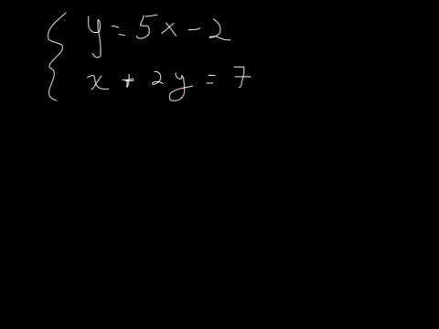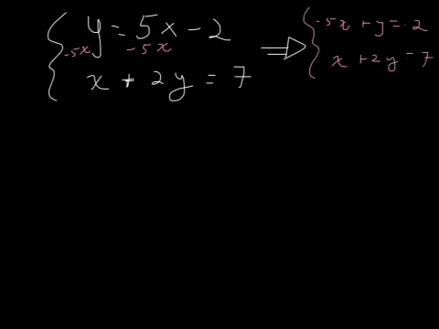Okay, so in this case, the first step that I'm going to need to do is get my equations lined up so that I have all the variables on the same side. So I'm going to subtract 5x from both sides. And when I do that, I have negative 5x plus y equals negative 2, and x plus 2y equals 7.